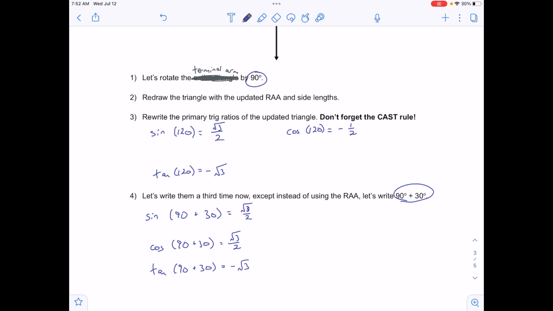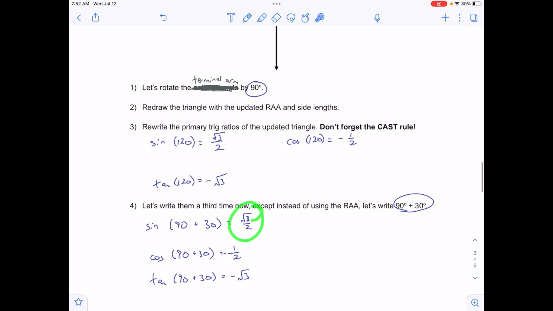If we were to go back to our original investigation that we did on the very first page, I've seen these numbers before. Oh, I wrote one of these wrong. Cosine is not root 3 over 2. It is negative 1 over 2. That's better. Okay, let's go back. Let's look for which guy has a root 3 over 2.